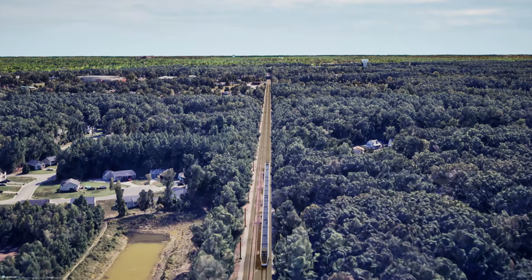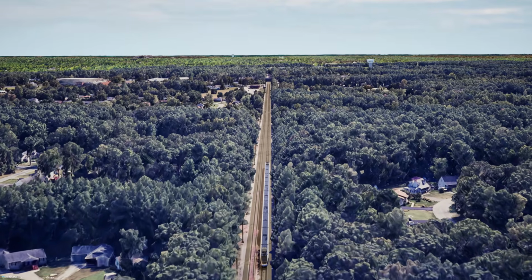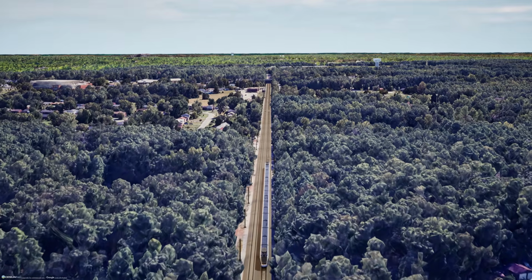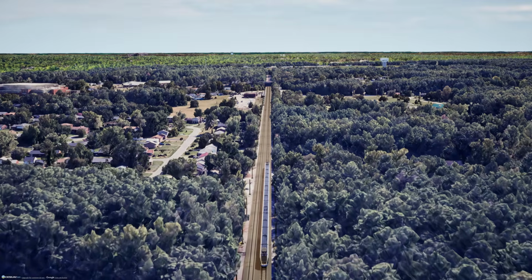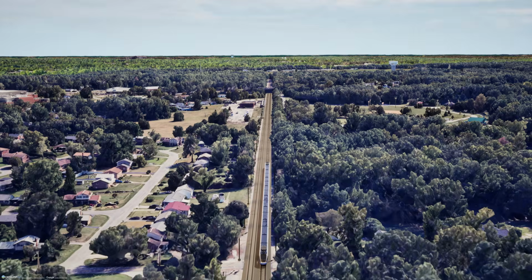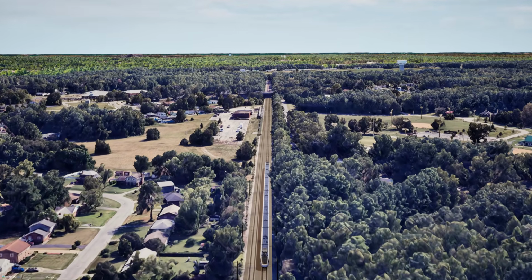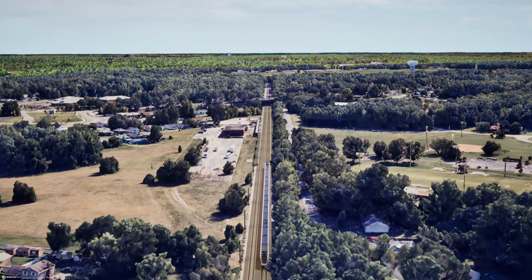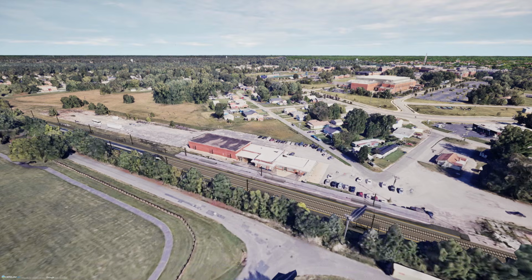Petersburg is a city of only about 35,000, so it's really not the greatest place to stop for high speed rail. But frankly, there really aren't a whole lot of places that you could stop between Richmond and Raleigh. It's a pretty rural area. So this seemed as good a place as any to stop, even though it's only about 22 miles from Richmond. And it does stop at a university, so.